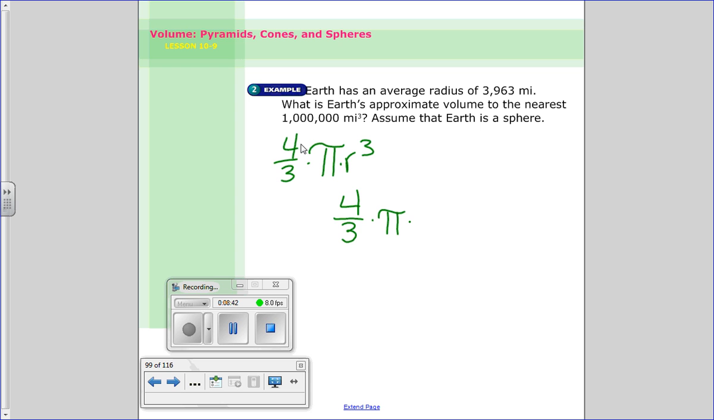So for the radius, I'm going to put in 3,963. And again, it's miles, so it's going to end up being cubed. So 3,963 cubed. And then again, I could times by 4/3 right away, and then times by 3.14. And you end up with a number that looks like this. I'm just writing it down.